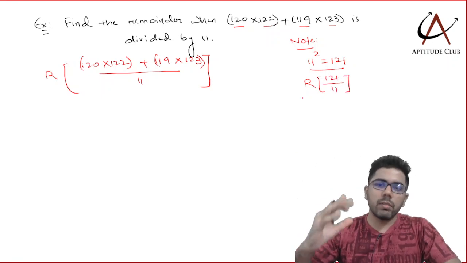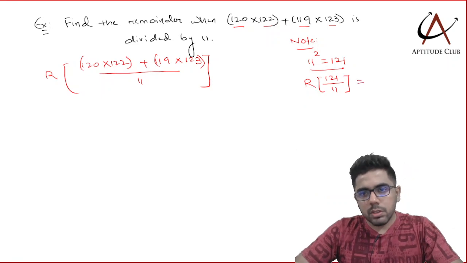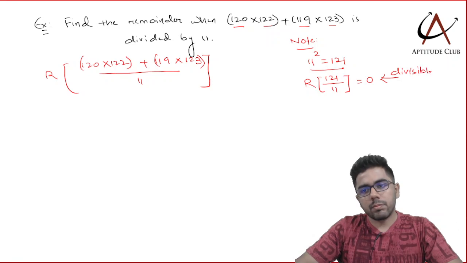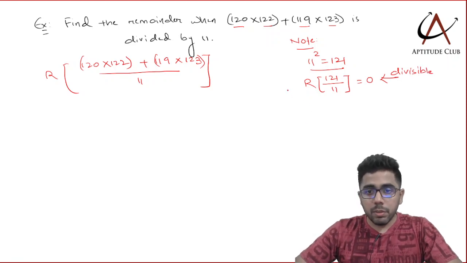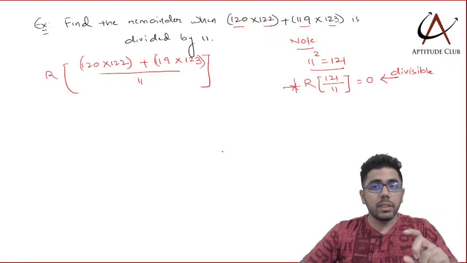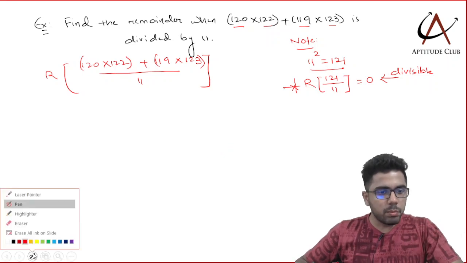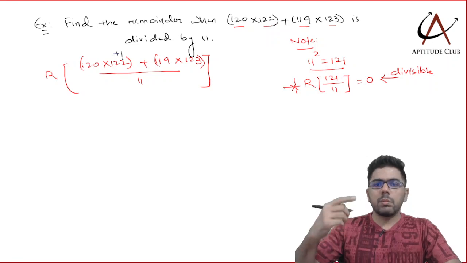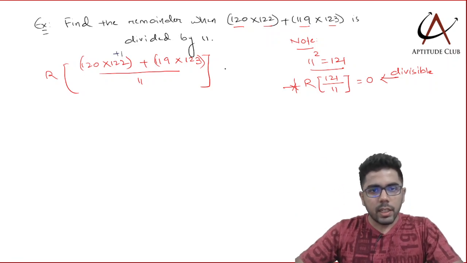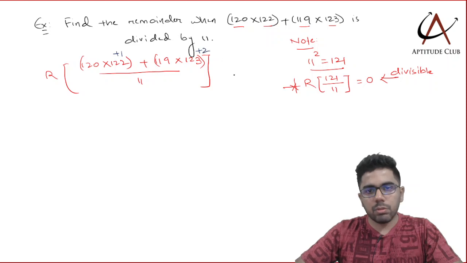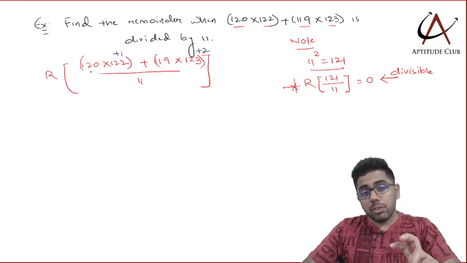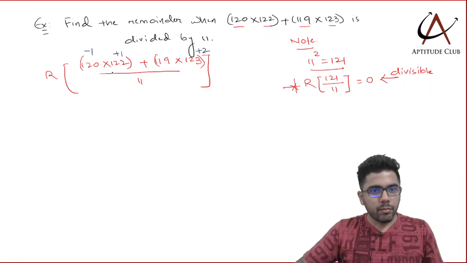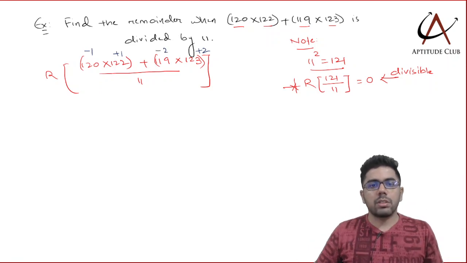When you divide 121 by 11, the remainder will be how much? 0, because it is divisible. That is why the remainder is 0. Now if the remainder of 121 divided by 11 is 0, what will be the remainder in case of 122? It will be plus 1, because now it is 1 more. In case of 123 the remainder is plus 2. I can say in case of 120 the remainder is minus 1, because it is 1 less, and in case of 119 it is minus 2.